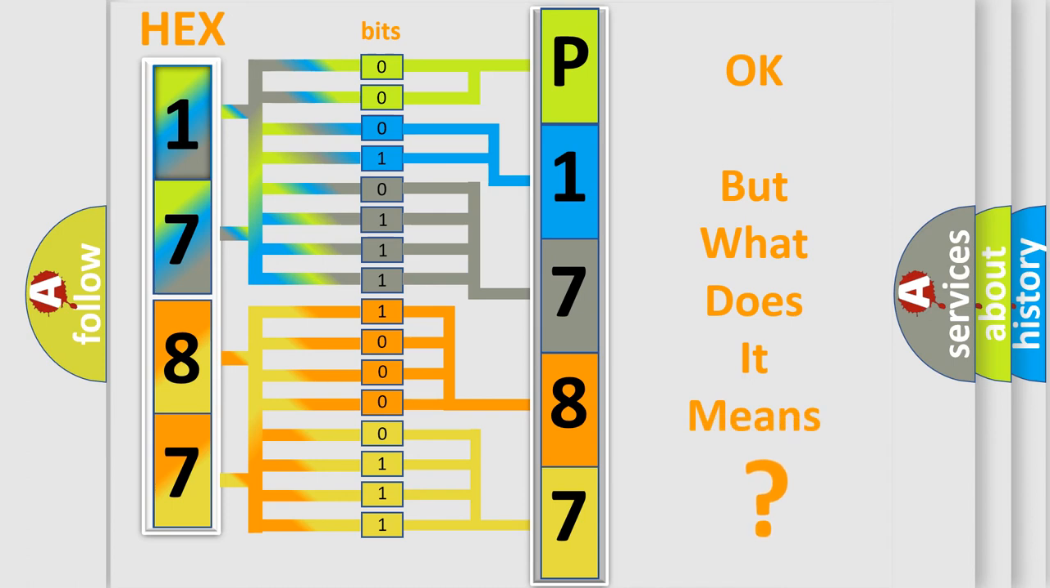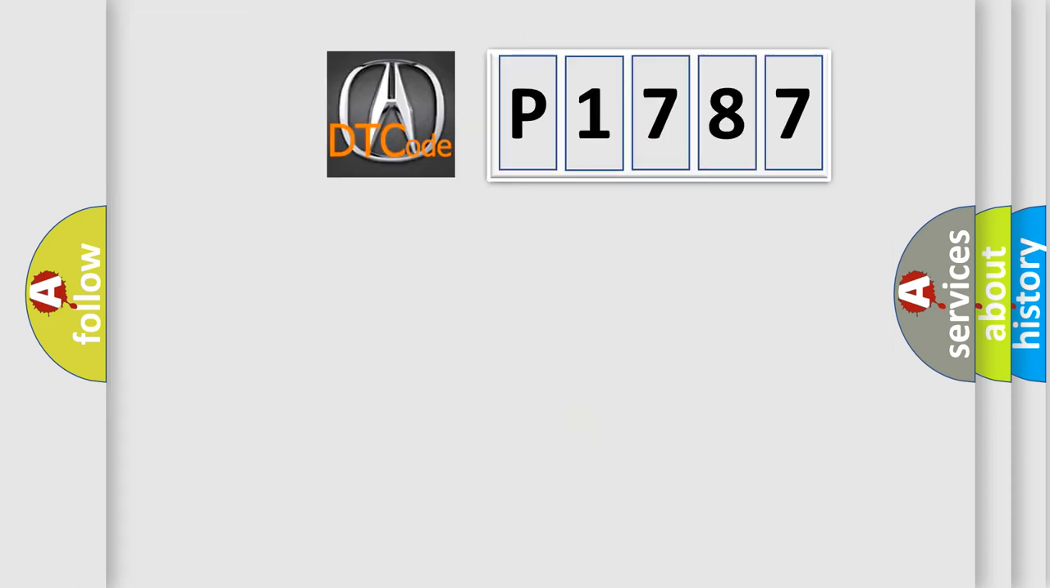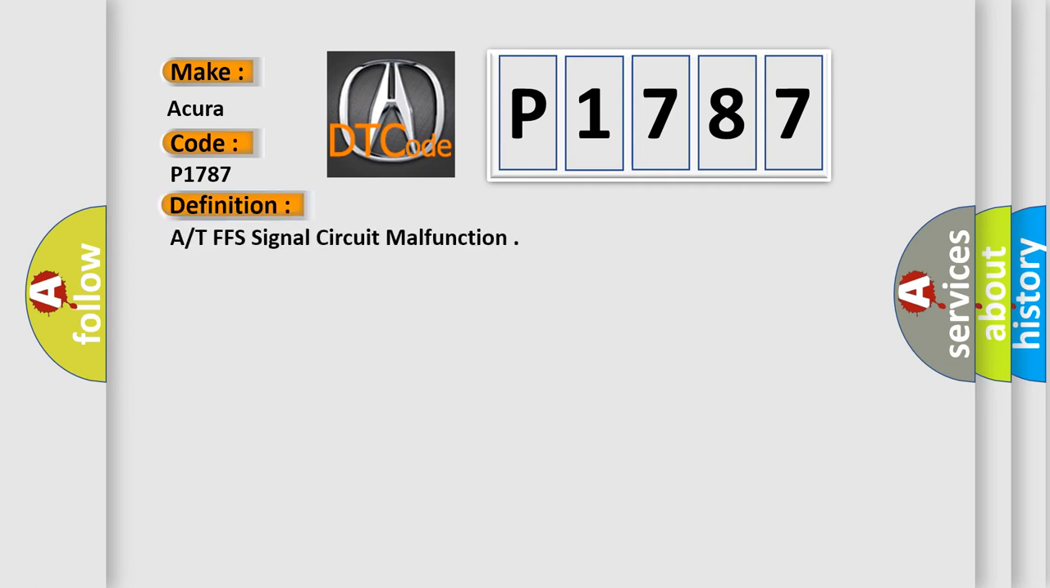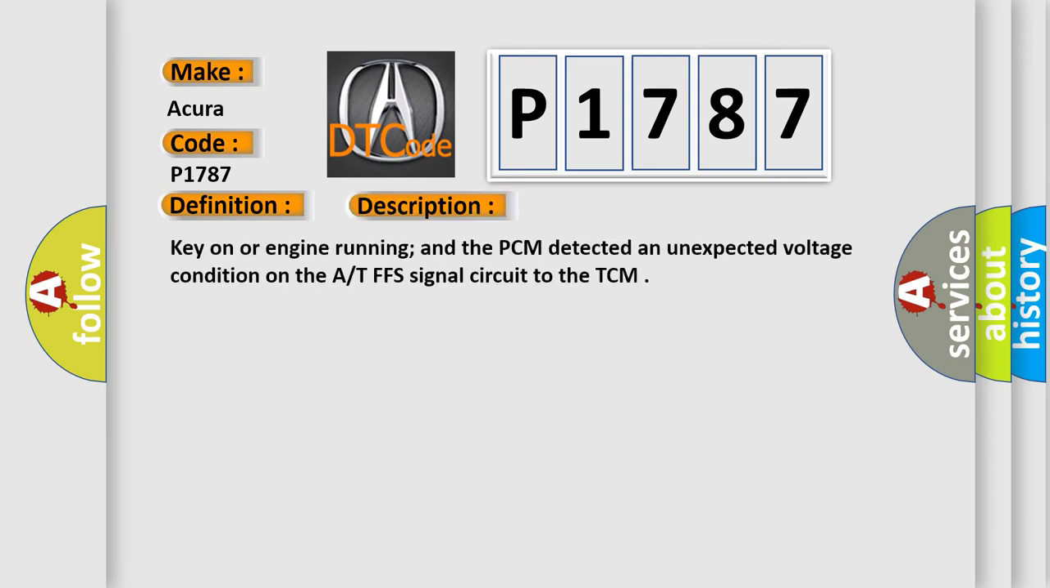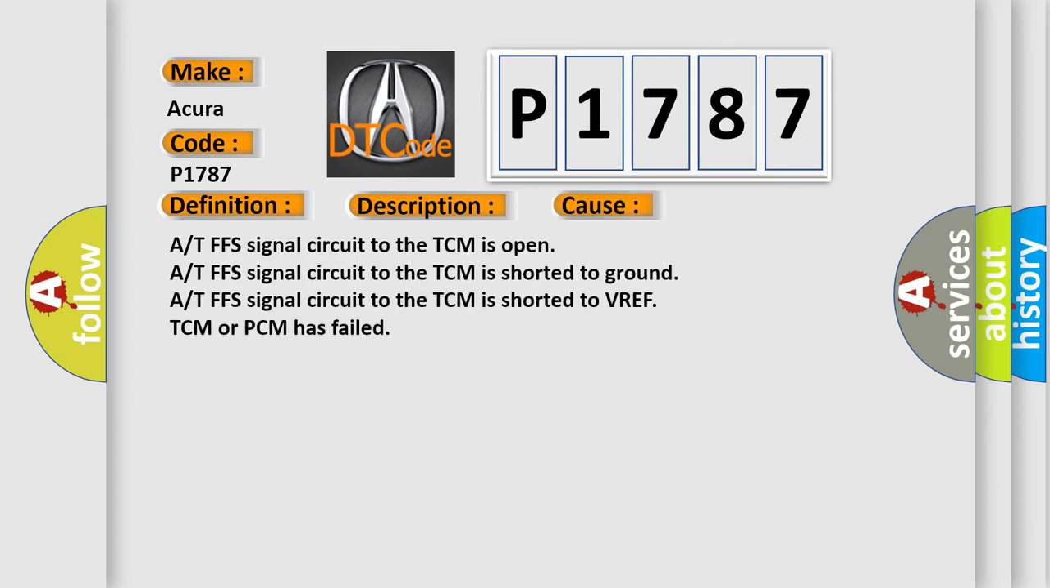The number itself does not make sense to us if we cannot assign information to what it actually expresses. So, what does the diagnostic trouble code P1787 specifically mean for Acura vehicles? The basic definition is ADFFS signal circuit malfunction. And now this is a short description of this DTC code. Key on or engine running, and the PCM detected an unexpected voltage condition on the ADFFS signal circuit to the TCM.